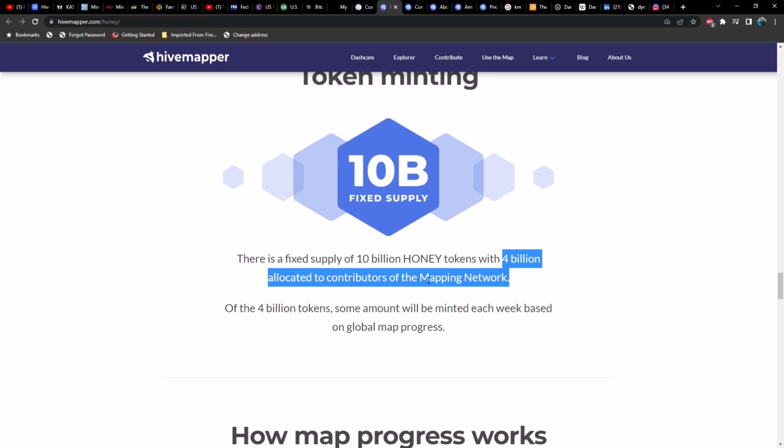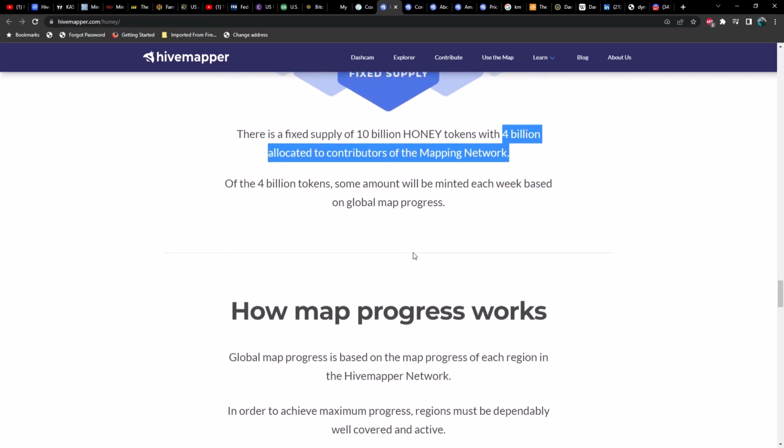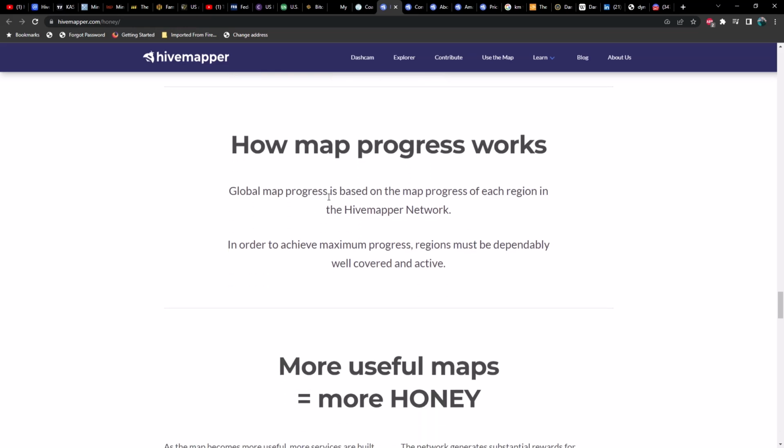So we're talking about 40% going to proof of work or the mapping service. Does that mean 60% of it is going to the team? I don't know, but if that is the case, that's not very reassuring to me, but let's move on. How map progress works.